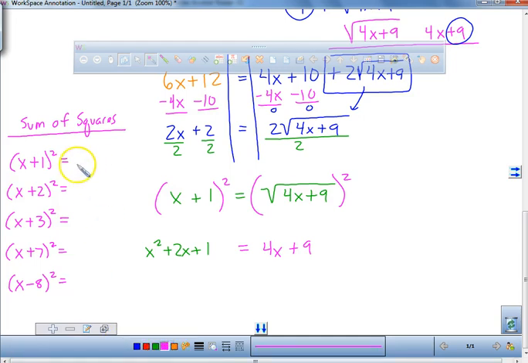Everything goes up by 1. No. The pattern is this. You take this number, you add it to itself, and you get the middle one. You multiply it by itself, and you get the last one. So what is 2 added to itself? What's 2 plus 2? 4x. Yes. What's 2 times 2? Plus 4. Boom. All right. What's 3 plus 3? 6x. Boom. What's 3 times 3? Plus 9. Good. Go ahead, Raymond. You got this one.